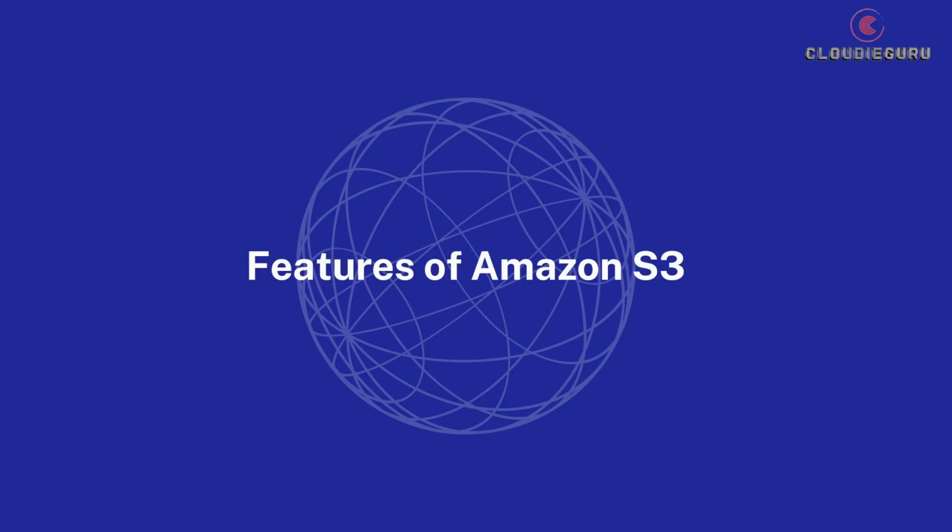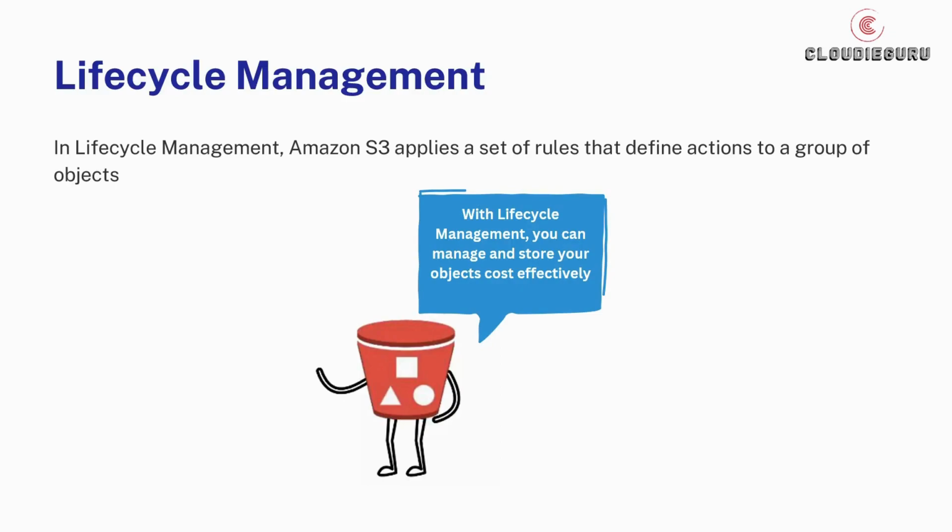Now let's see some features of Amazon S3 in detail. First is Lifecycle Management. In Lifecycle Management, Amazon S3 applies a set of rules that define actions to a group of objects. As you can see, our bucket friend has a message for us. It's saying that we can manage and store the objects efficiently and cost effectively with the help of lifecycle management.